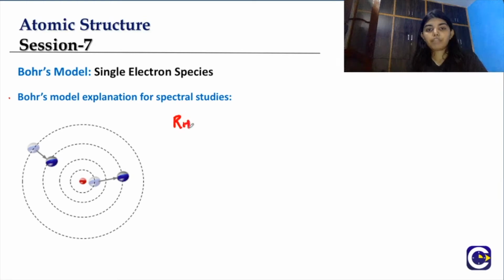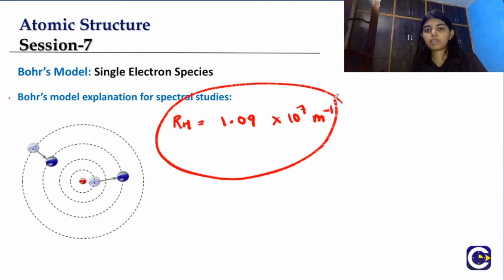The value of Rydberg constant is what? 1.09 into 10 raised to the power 7 meter inverse. This you have to remember. This is very important. This value you have to remember. This will not be given in the exam itself.